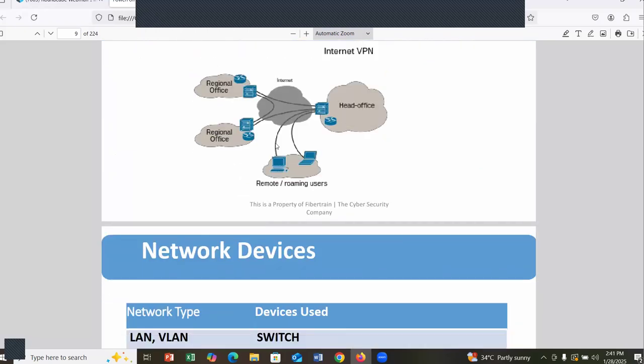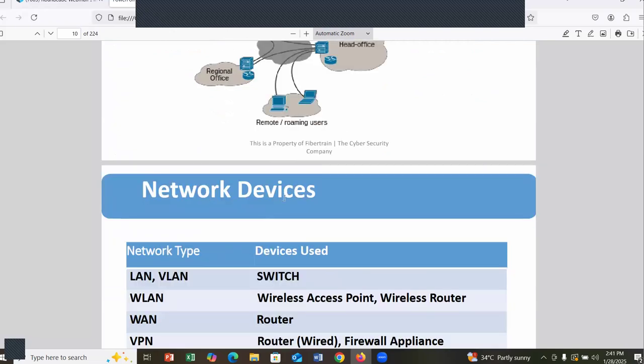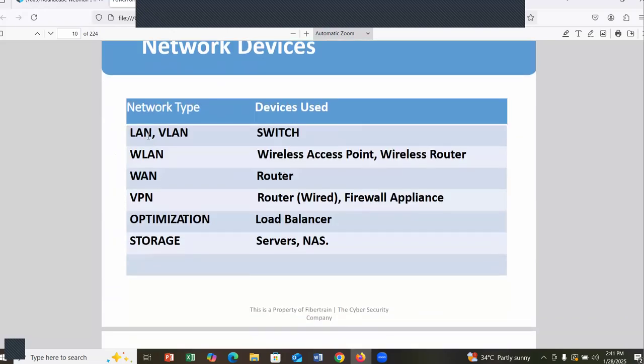So the next thing we are moving to now is network devices. When we're talking about a LAN and VLAN, what are the devices that we make use of? The device we make use of in a LAN and VLAN is a switch. So anytime I want to configure a LAN on the network, the device I need is a switch. Anytime I want to configure a VLAN on a network, the device I need is a switch.